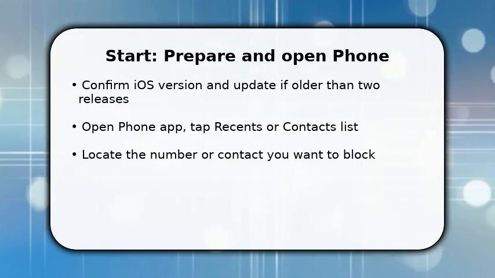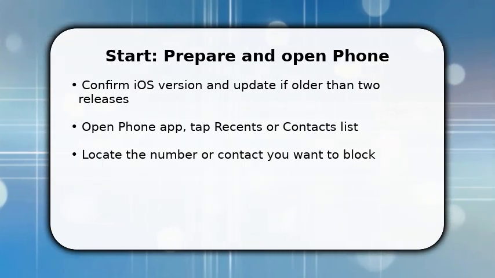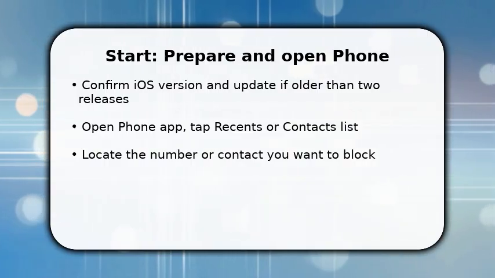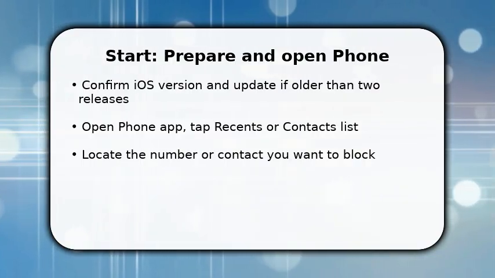You begin by confirming your iPhone is updated so blocking behaves predictably. Once done, open the Phone app and go to Recents or Contacts. Find the entry for the unwanted caller, then tap the info icon for that call or the contact card.